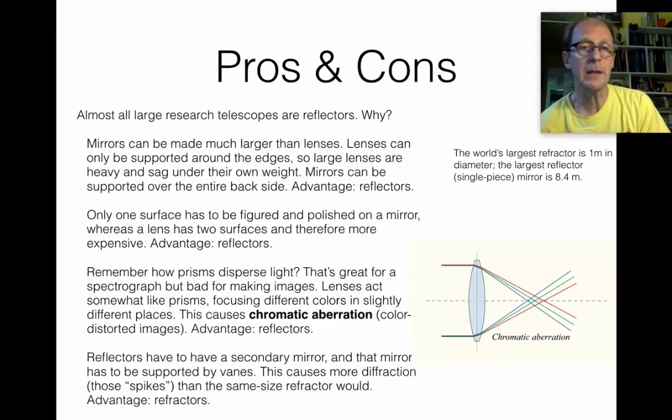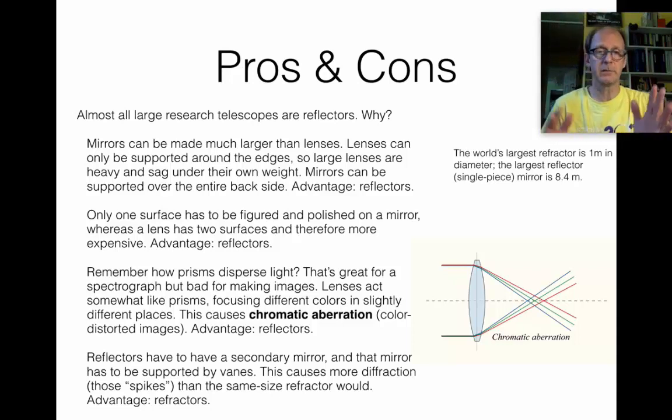Now there are ways of making lenses to minimize that, with different kinds of glass and having more than one lens cemented together, made out of different kinds of glass. So it can be minimized, but it can never be completely eliminated. And so the advantage there, again, goes to reflectors, because mirrors reflect all light, all colors of light, the same.